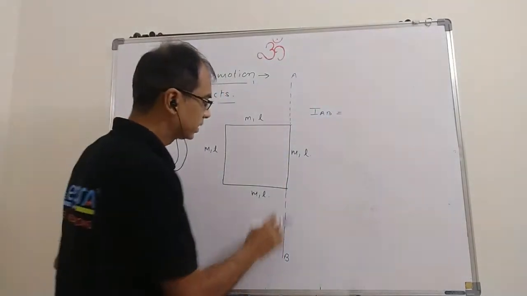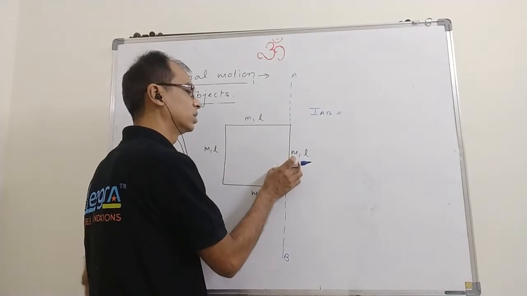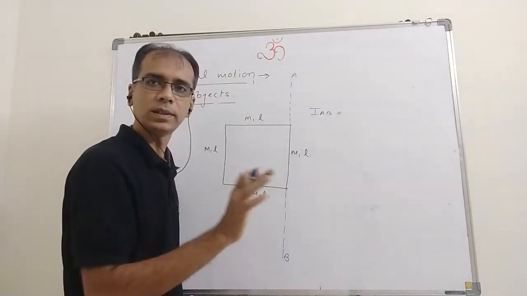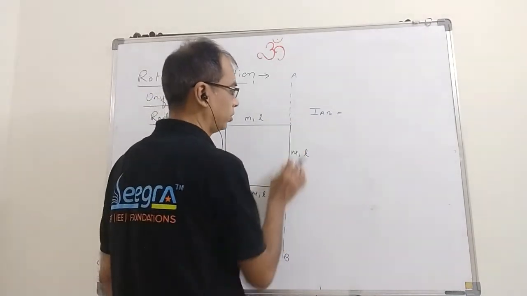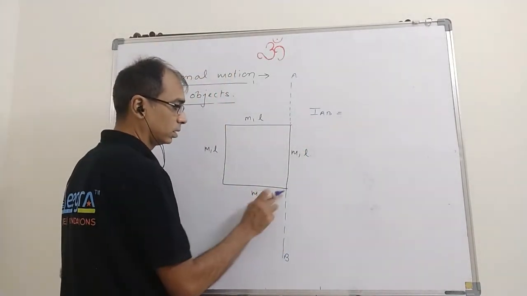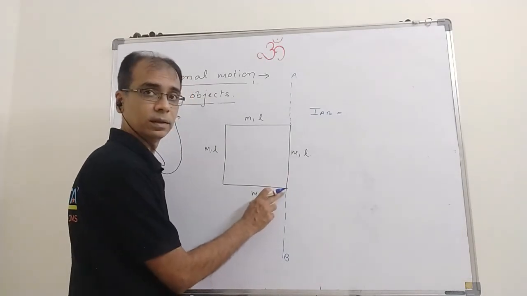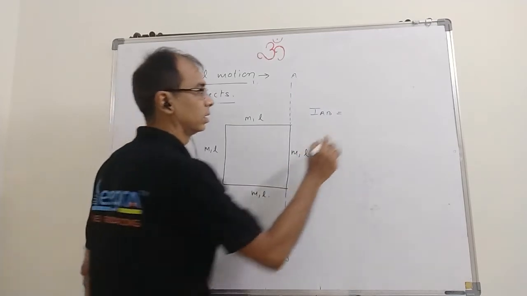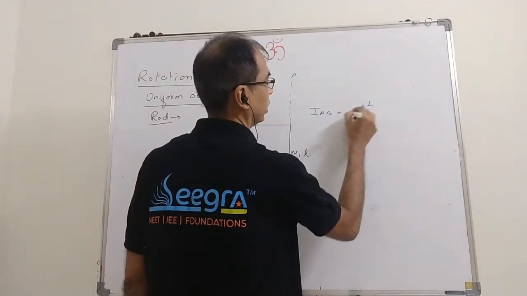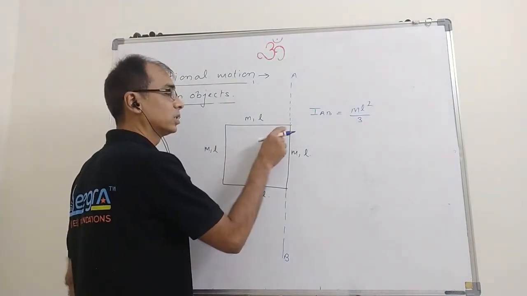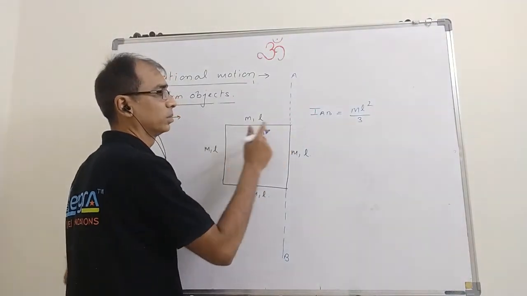Now this axis is actually passing through this rod itself, so its moment of inertia about this axis is 0, gone. So I am not finding this one. Then, what about this rod? This axis is passing through its end. So for this one, it is ml square by 3. What about this rod? Here also the same, it's passing through one of its ends, so it's ml square by 3.